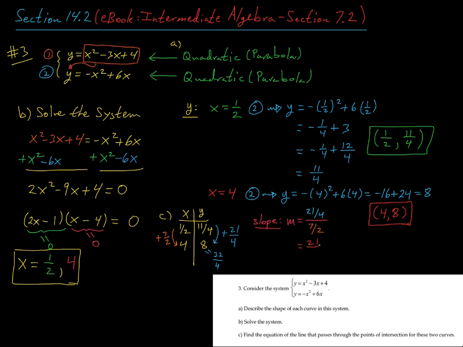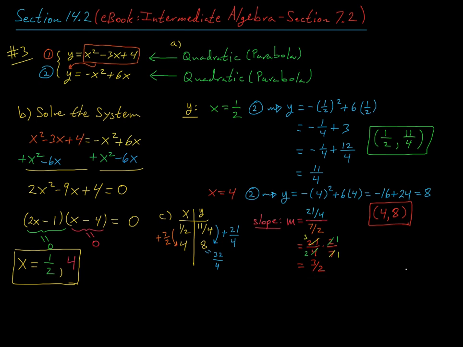So this is 21/4 times 2/7. And here, notice we can divide out a factor of 7. So 21 divided by 7 is 3, and 7 divided by itself is 1. And then here I have a 2 and a 4, so I can divide out a factor of 2. That's going to give us a 1 here and a 2 here. So when all is said and done, we get a slope of 3/2.